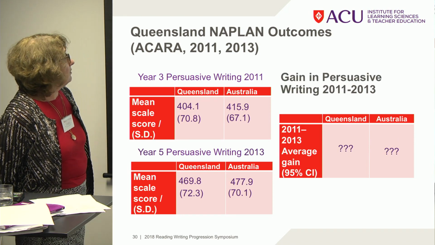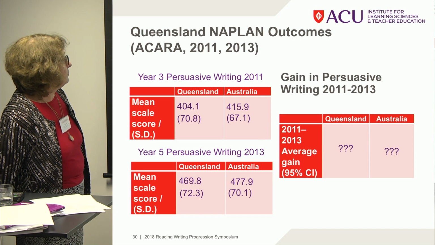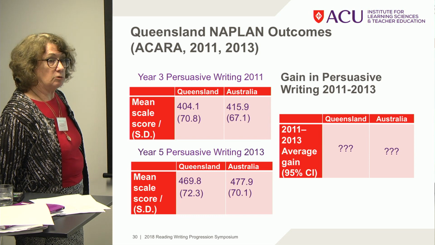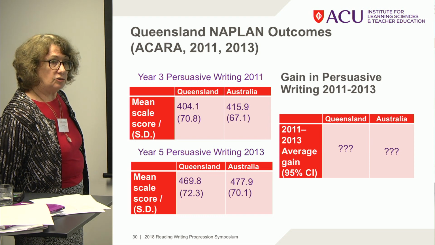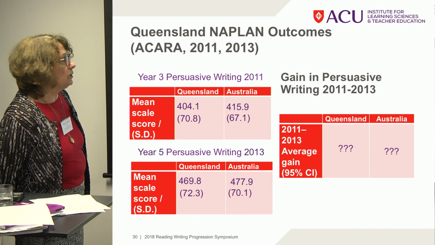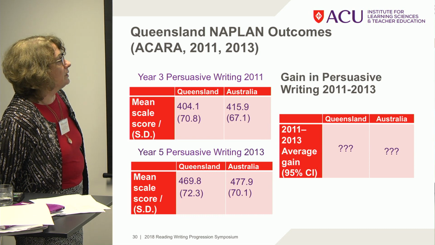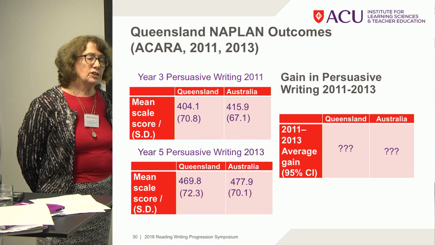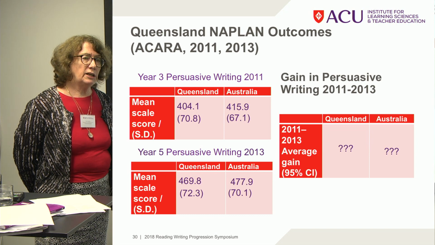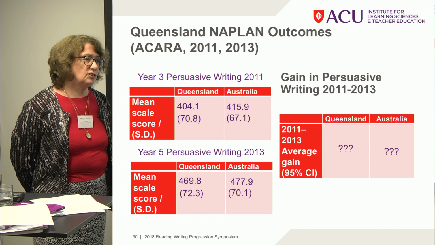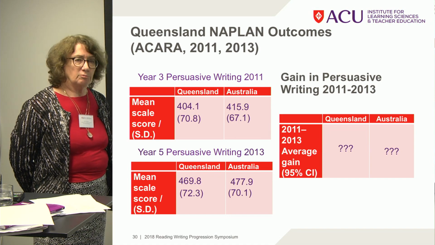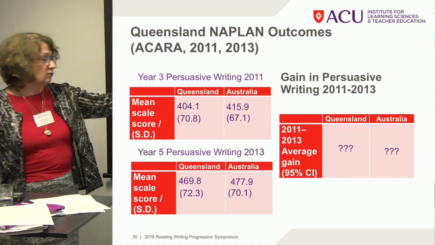So for year 3 persuasive writing and year 5 persuasive writing, we have a mean scale score of 404 for year 3 and 469, so you can see that there has been growth from 3 to 5. We can say that students have improved. Unfortunately, from the National Report on Schooling 2013, we can't identify the gain in persuasive writing. It's not actually reported. When I discovered this recently, I was thinking, is this why nobody's really paid attention to writing for all these years? Because it's not one of the key indicators that's reported. So we only get gains reported for reading and numeracy at that level in the reports.